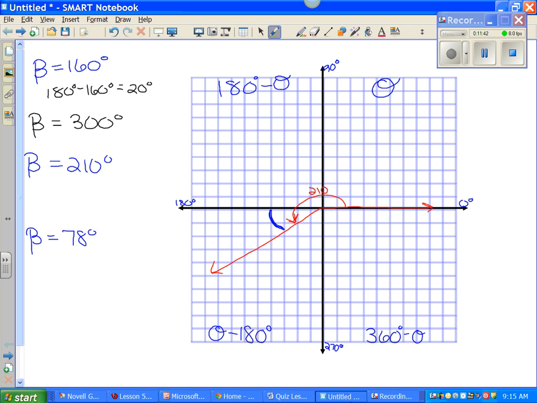Now, logically, I've gone 180 degrees from here to here, right? How many more would I have to go to get to 210? 30 degrees. Good. So there's your logic piece. Algebraically, 210 minus 180 gives us 30. Good? Any problems? Awesome.